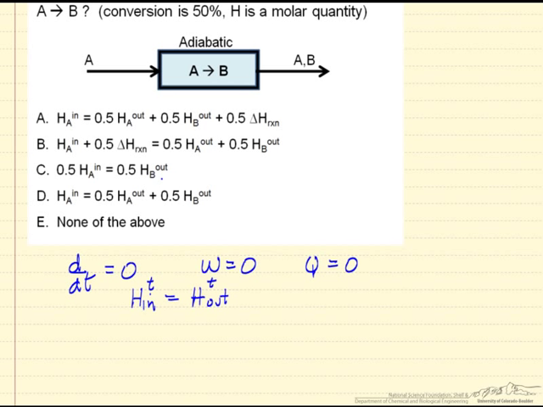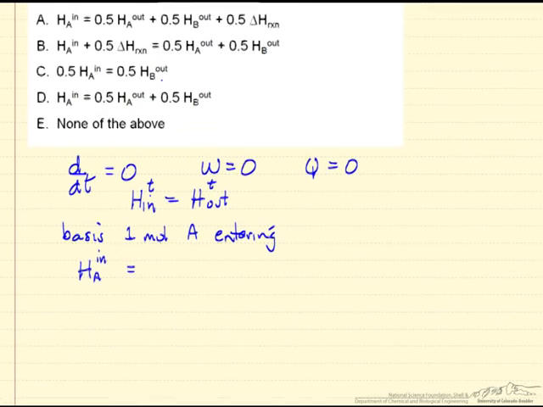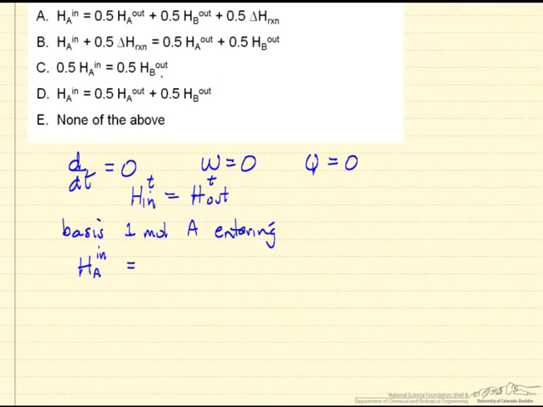But then we can take a basis of 1 mole of A entering the reactor. The enthalpy into this reactor would just be the enthalpy of A per mole, at the inlet conditions, whatever temperature is coming into the reactor. The enthalpy leaving, since it's 50% conversion, we have a half a mole of A leaving, but at the outlet conditions, a different temperature, and we have a half a mole of B leaving, again at the outlet conditions. Because it's 50% conversion, this is the complete energy balance for this system.